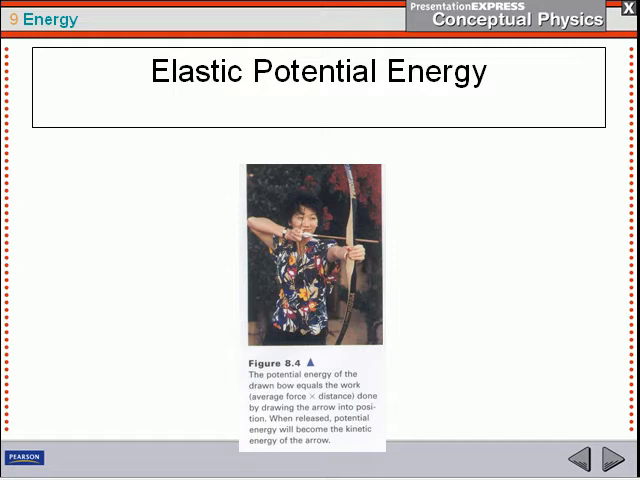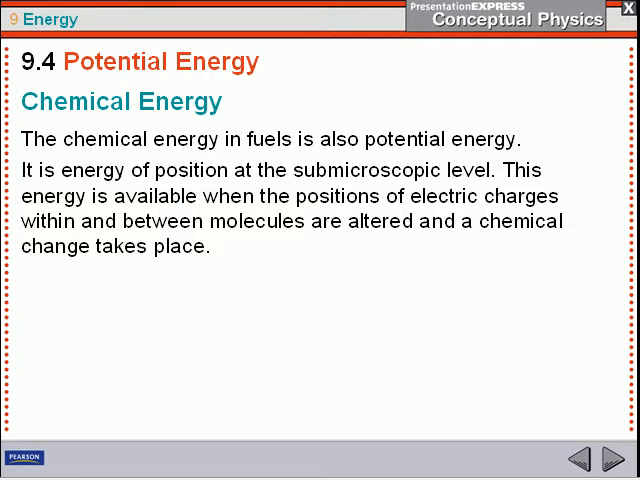Here's a woman pulling back a bow, and she's applying a force on that arrow over a distance. It's only maybe about a few centimeters, but she really has to pull on that bow. So she is creating elastic potential energy in the bow, and that energy then is going to be transferred to the arrow. Chemical energy is also potential energy, and this is something you can see at the subatomic level, and it has to do with the chemical process or chemical change taking place, and we see this in fuel such as gasoline, or maybe in batteries.